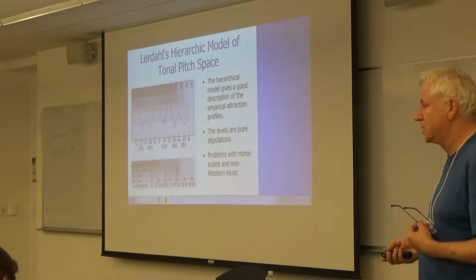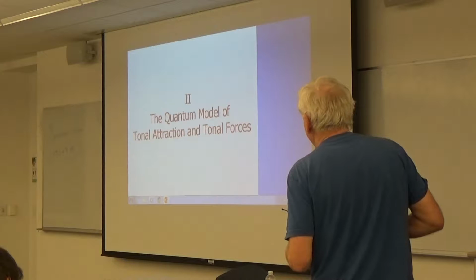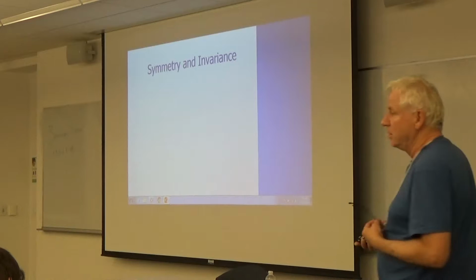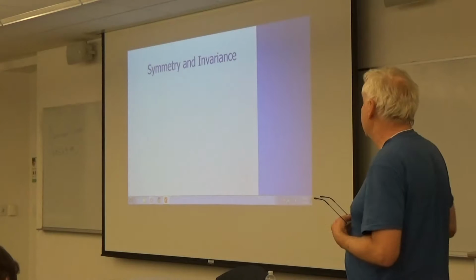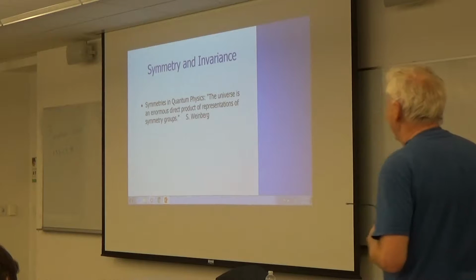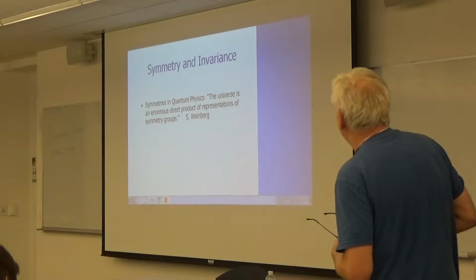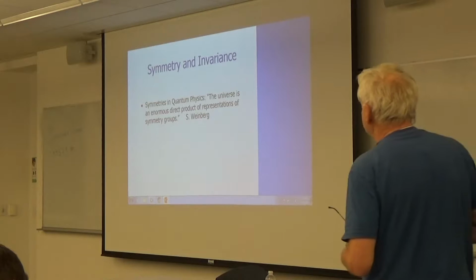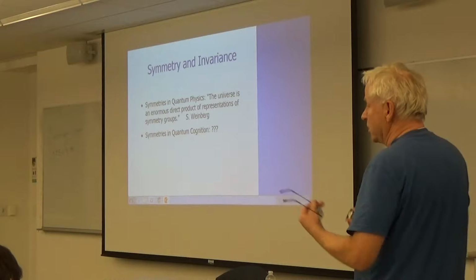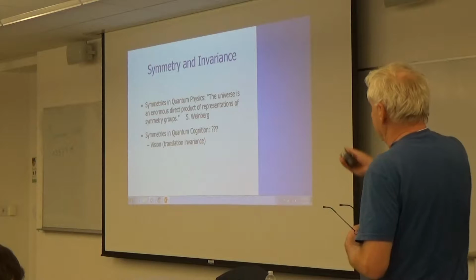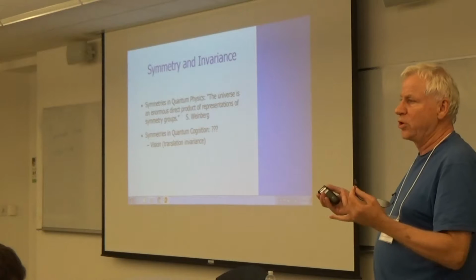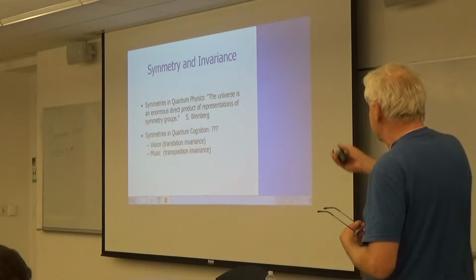Right? So now I come to quantum models of tonal attraction. My motivation for being interested in music is symmetry. In music, you have symmetries. And as a physicist, you know we have symmetries in quantum physics. Symmetry is the most basic principle. Physics is a theory of symmetries in some sense. There is a citation by Steven Weinberg: the universe is an enormous direct product of representations of symmetry groups. Right? And then, of course, we can ask, do we find symmetries in quantum cognition? What comes to mind is vision, translation invariance, but I do not know a quantum cognitive model of vision. No idea. And then comes music, and there you have the transposition invariance.